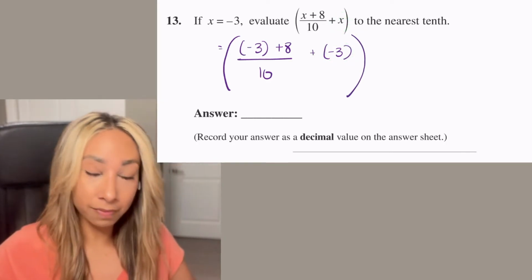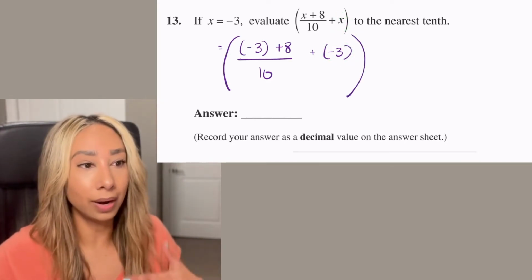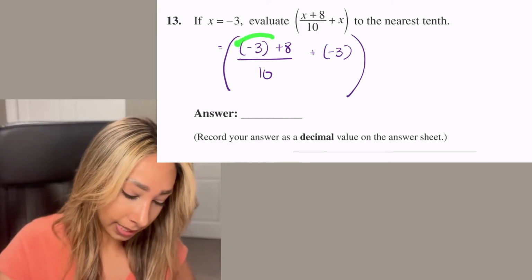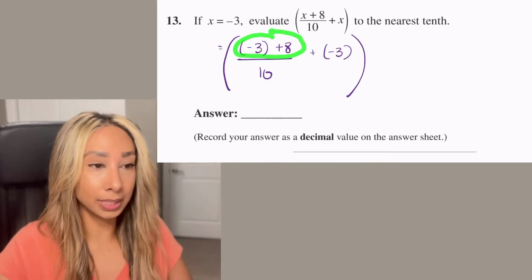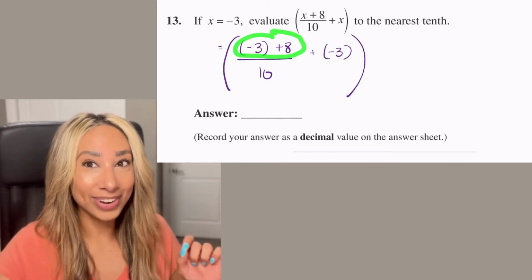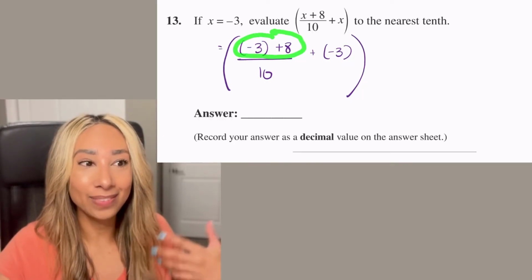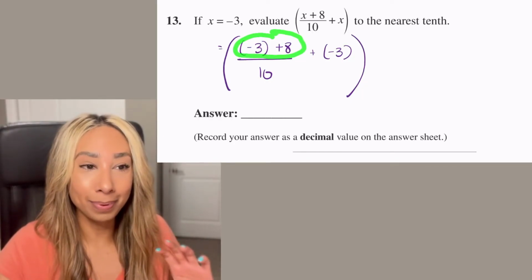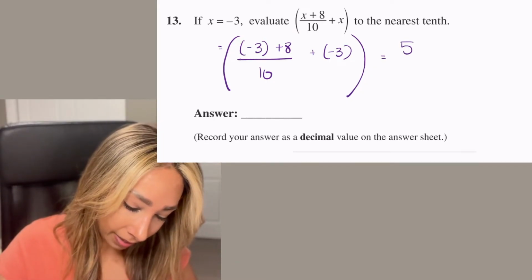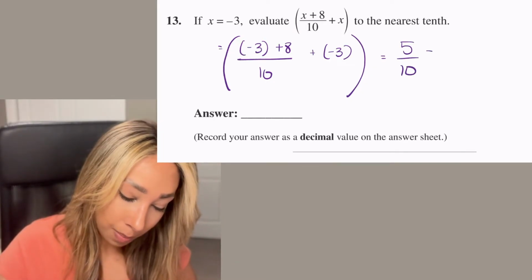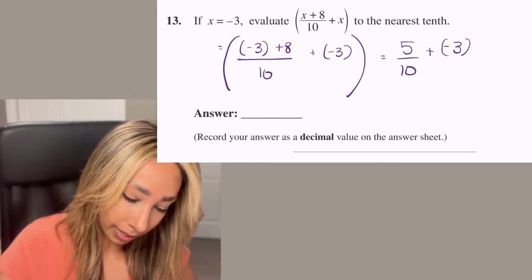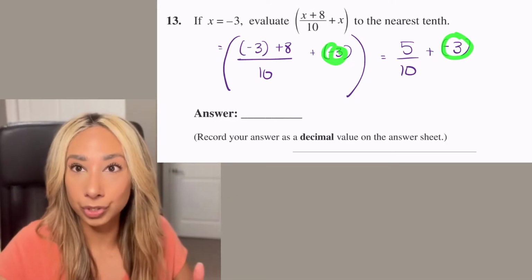All right, so now we have to evaluate it. What that means is they really just want everything to be one number. So first thing I notice is I've got -3 and +8. So I have 8 positive things and 3 negative things. So that means I have more positive things, so the number up there is going to be positive. So that's going to give me 5/10 plus -3. And that -3 right here is just coming from the original question.